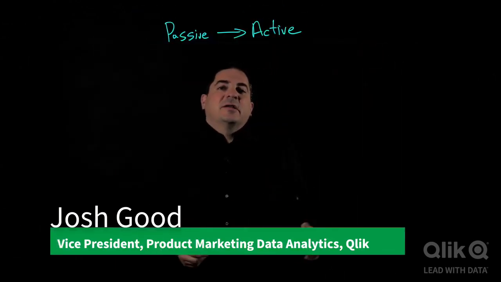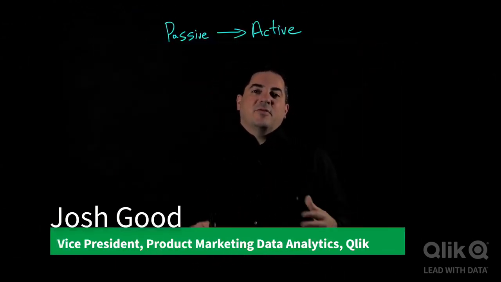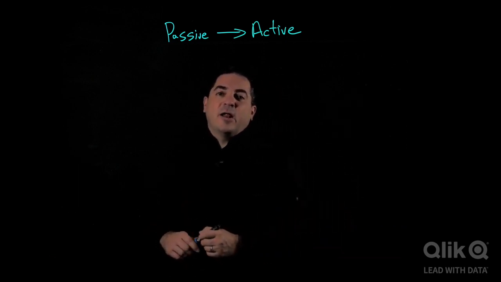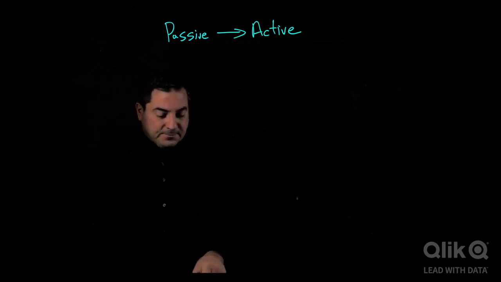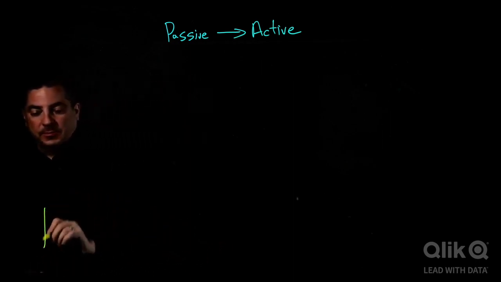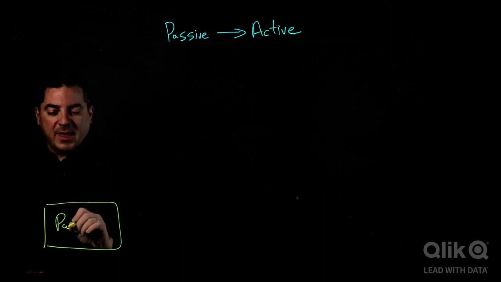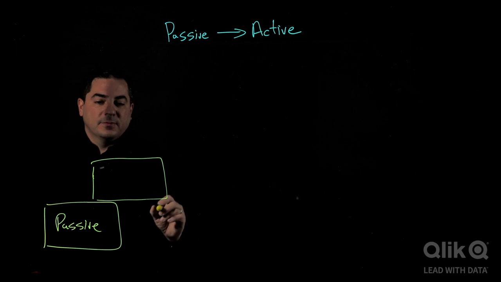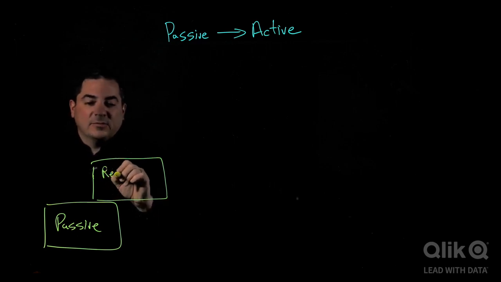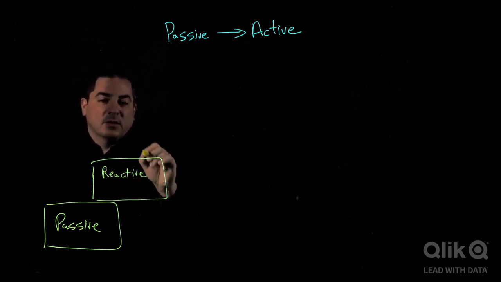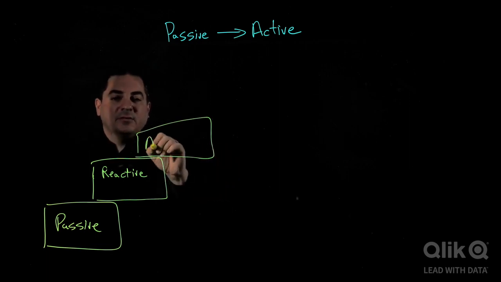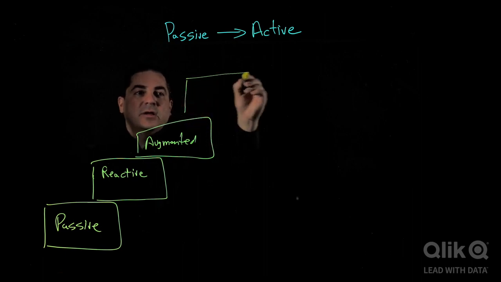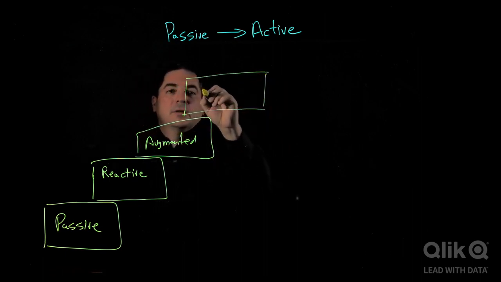Getting from passive to active analytics is a process that takes building blocks and has really powerful outcomes. Let's first start out with what the building blocks are. We have passive analytics, and then we need to build on top of that with reactive analytics, then augmented analytics, and finally, you can get all the way up to active analytics.